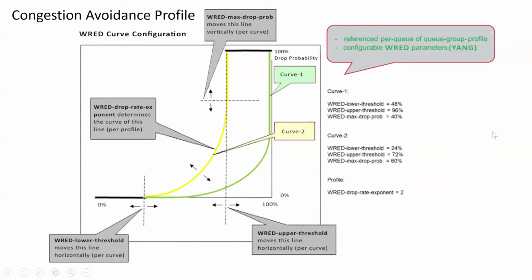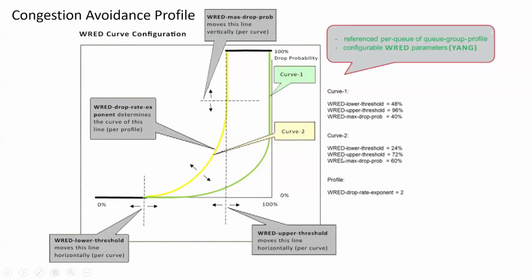And what this is saying is that when the queue gets 48% full, we're going to start randomly throwing away packets. And we're going to throw them away up to a rate of 4 out of every 10 packets. And when the queue depth reaches 96%, we'll just throw away everything until the queue is drained a little bit. We don't have to throw away so much traffic. So these are the values we're using for the green curve.